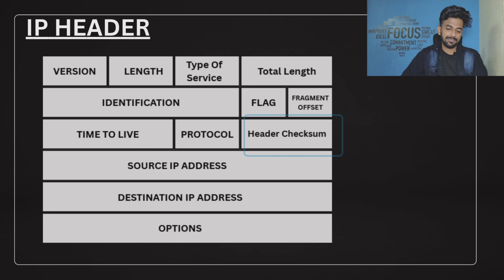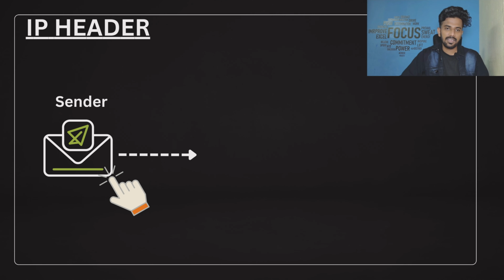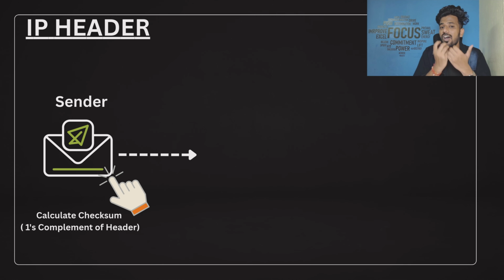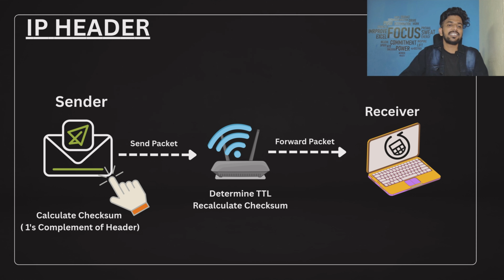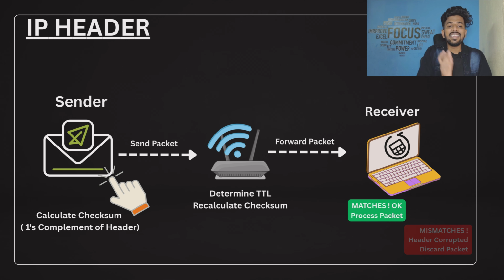So how does it work? When the packet is created, the sender calculates the checksum based on only the IP header, using one's complement addition. That value is stored in the header checksum field. When the destination receives the packet, it recalculates the checksum. If the calculated checksum matches the value in the header, the header is assumed to be correct. If there is a mismatch, the packet is discarded because it indicates that the header has corruption. The important point to remember: only the header is checked, not the payload.